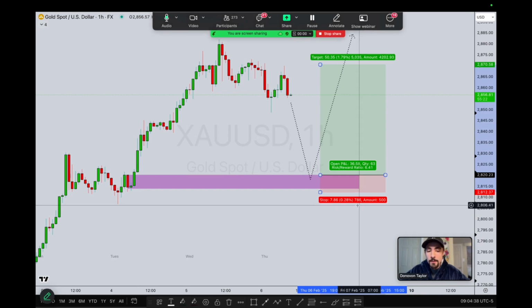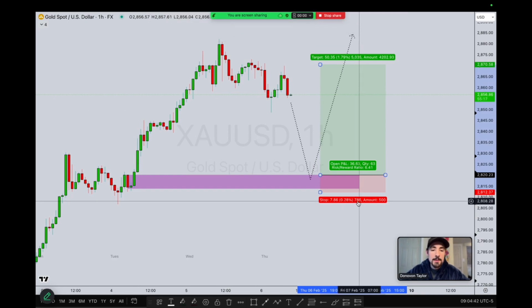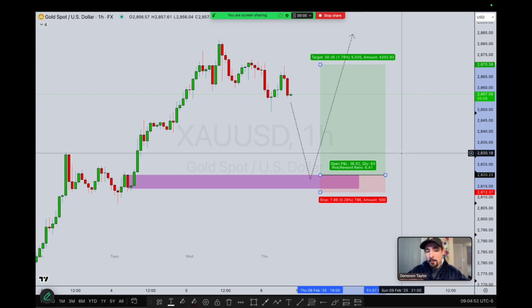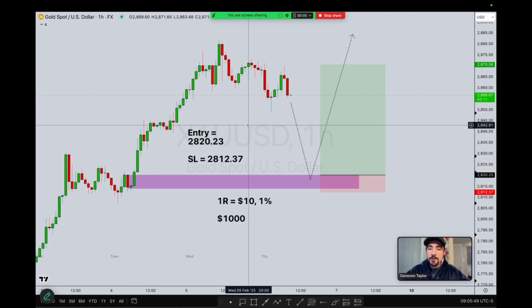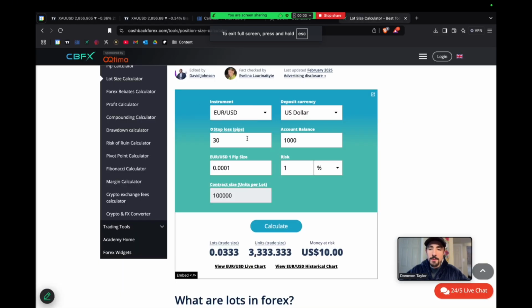Now, if I hover over this, the stop loss number that it's giving me is 786. For some brokers, this will be 786 pips. For other brokers, it might be different. So it's very important when calculating your lot size on gold. You're going to take the entry price and the stop loss price. You're going to jump over to our position size calculator.